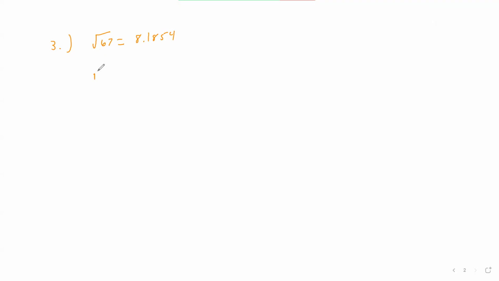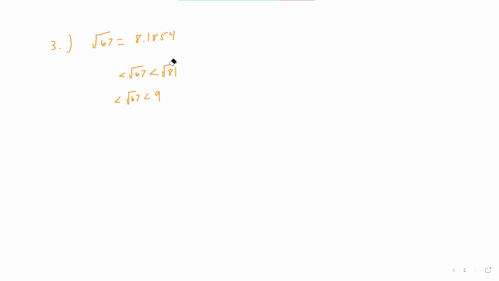It's because the square root of 64 is less than the square root of 67, which would then be less than the square root of 81. So that's 8 times 8. What's 9 times 9? 81. So then they'll say, this is a reasonable answer since the square root of 67 is between the square root of 64 and the square root of 81, which is 8 and 9.